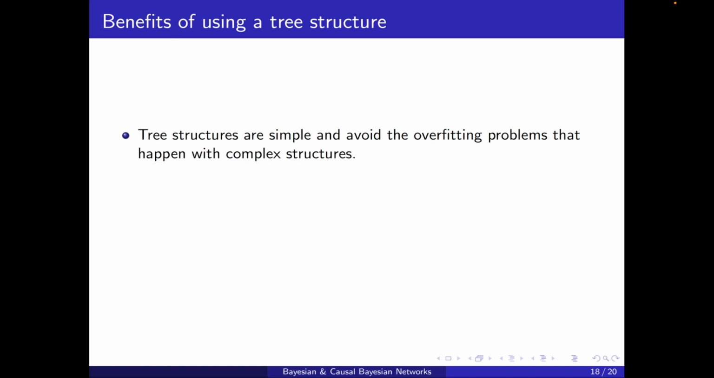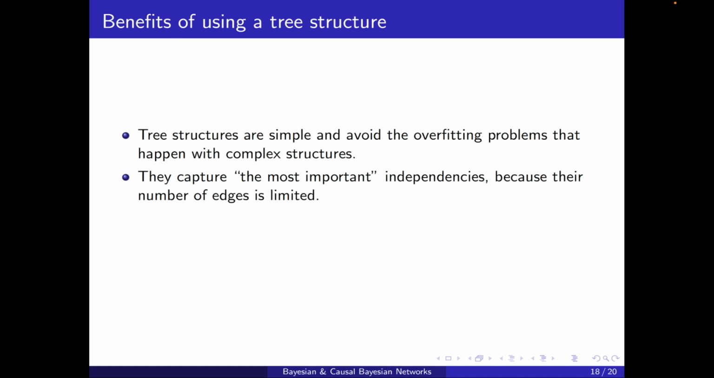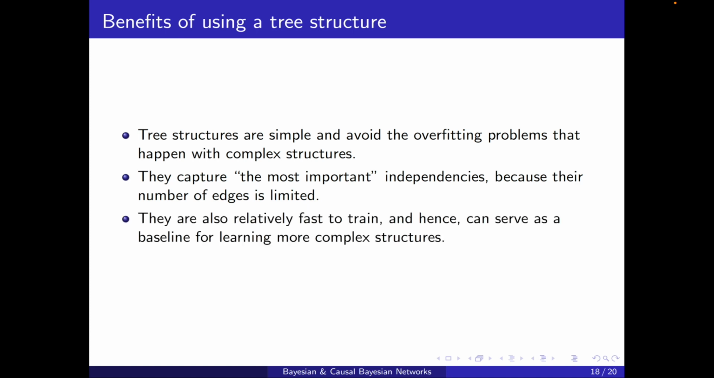Great. What are the benefits of using a tree structure? Is it just because they make it simpler? Well, that is one reason. Tree structures are simple and avoid the overfitting problems that happen with complex structures. We can almost be assured that overfitting will not happen. They also capture the most important independencies because their number of edges is limited. Finally, they are also relatively fast to train and hence serve as a baseline for learning more complex structures.